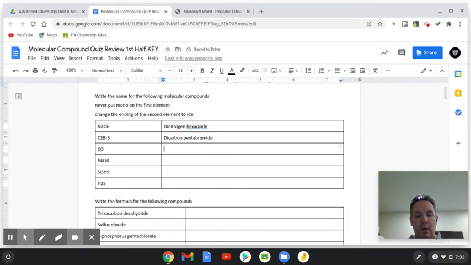The third one, there is 1 carbon. Remember, we do not put mono on the first element. Then there's 1 oxygen. We do put mono on the second element. The fourth one, we have 4, so tetra, phosphorus, and then deca, because we have 10, iodide.